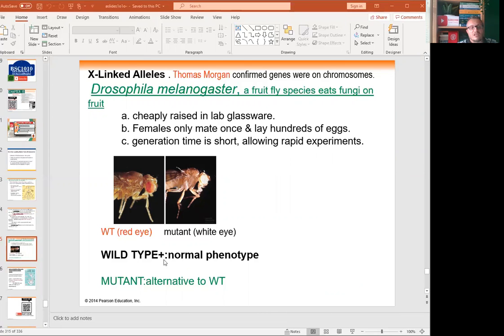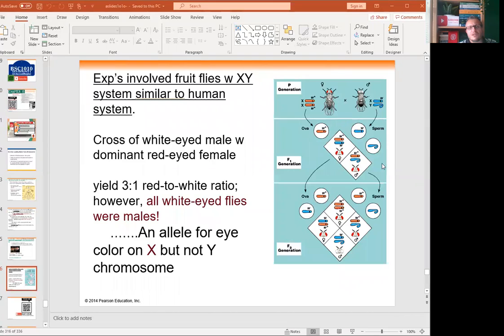A wild type is just the normal phenotype. A mutant is an alternative to the wild type. In this case, the red eye color fruit fly is the normal wild type, and white eye color is one of the mutants he created, and he crossed these two. In the F1 we see all red eyes, and in the F2 we see 3 red-eyed to 1 white-eyed fruit fly. So far it looks normal, but when he paid attention, he saw that all the white-eyed flies were males. That's because the allele for eye color is on the X, but not on the Y chromosome.